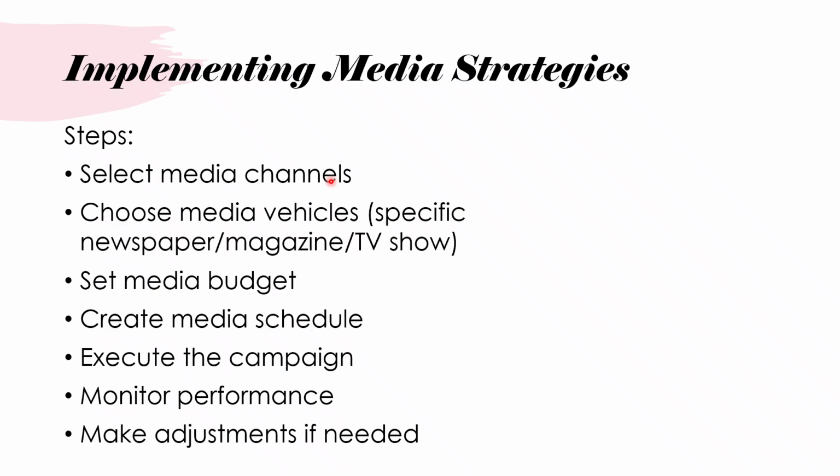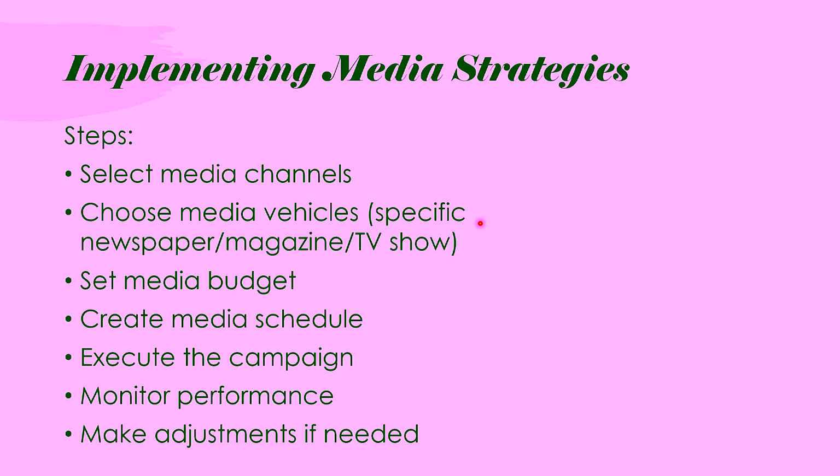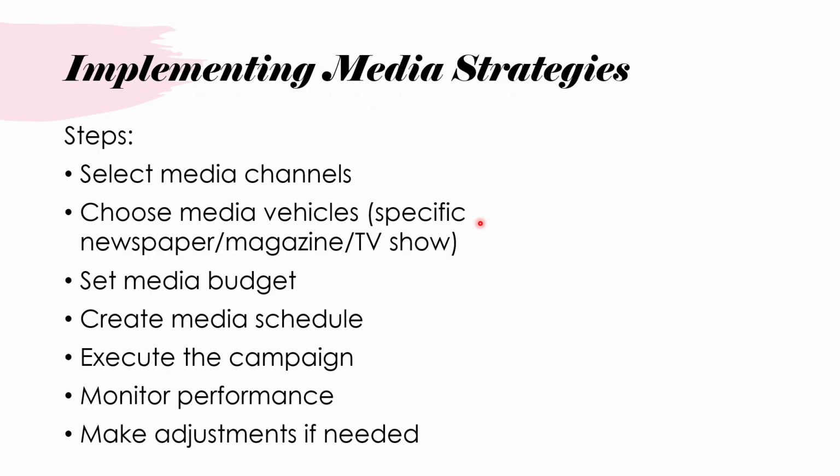So once the media channel is selected, then we move on to choosing the media vehicle. Here we need to pick the exact media outlet, which is specific newspapers, magazines, TV shows, YouTube channels, or maybe the influencers. For example, a beauty brand, it may choose Femina plus Vogue plus Instagram beauty creators. Next is set media budget. So once the media vehicle is chosen, we need to allocate the funds across the channels based on their priorities.